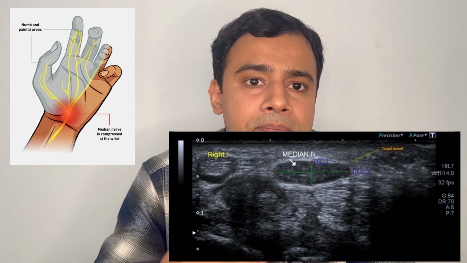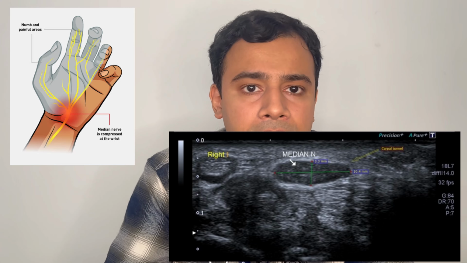And also in diagnosis of Sjogren's, we do an ultrasound of the salivary glands to look at the echotexture of the salivary glands. Okay, then also we use ultrasound for detecting nerve entrapment syndromes, for example your carpal tunnel syndrome.